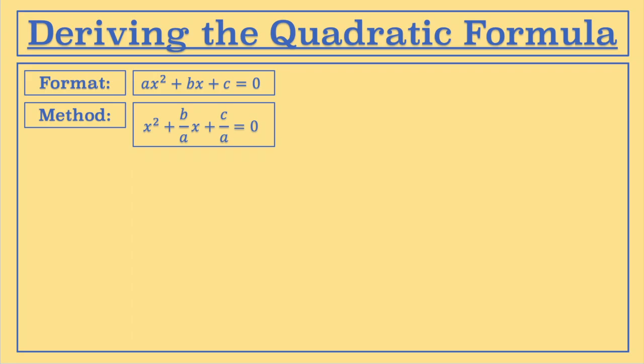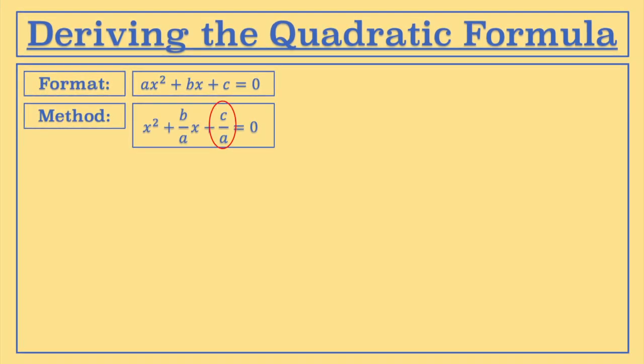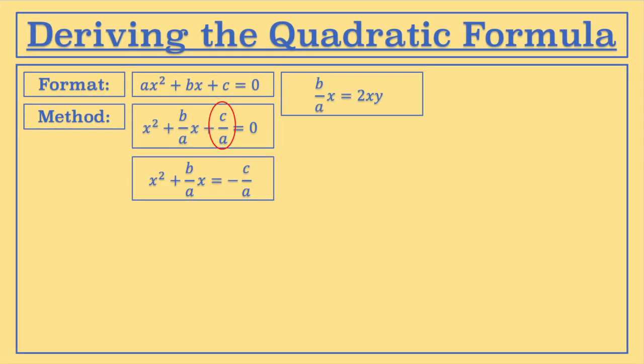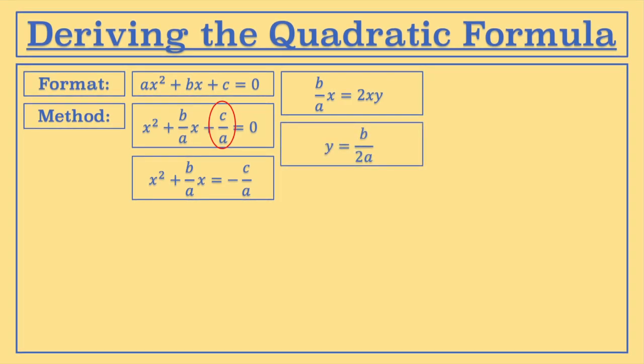Because we do not know how to manipulate the constant to become that of a square, we can move it to the right side and add our own constant, providing us with the equation x squared plus b over a x equals negative c over a. Following the format of the square of sums, we derive the equation b over a x equals 2xy. By dividing the equation by 2x, we get y equals b over 2a.